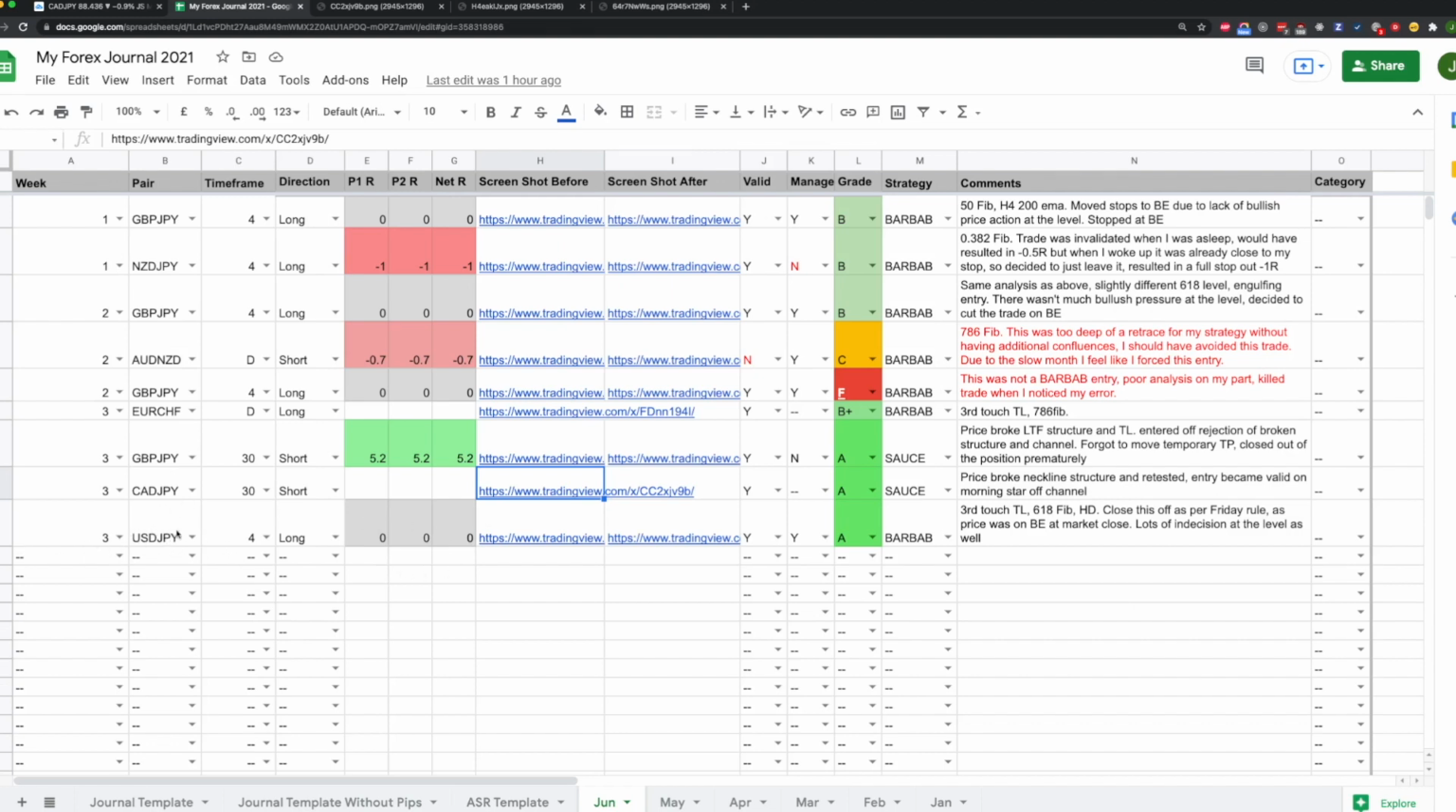So it was USDJPY taken on the forward time frame as a long position. Typical type of setup, right? Break and retest. It was the third touch of a trend line, took it away a 618 fib. There's also some hidden divergence. I closed the trade off on Friday as per my rule, because price was at break even, approaching market close, right? There was also a lot of indecision at the level, right?